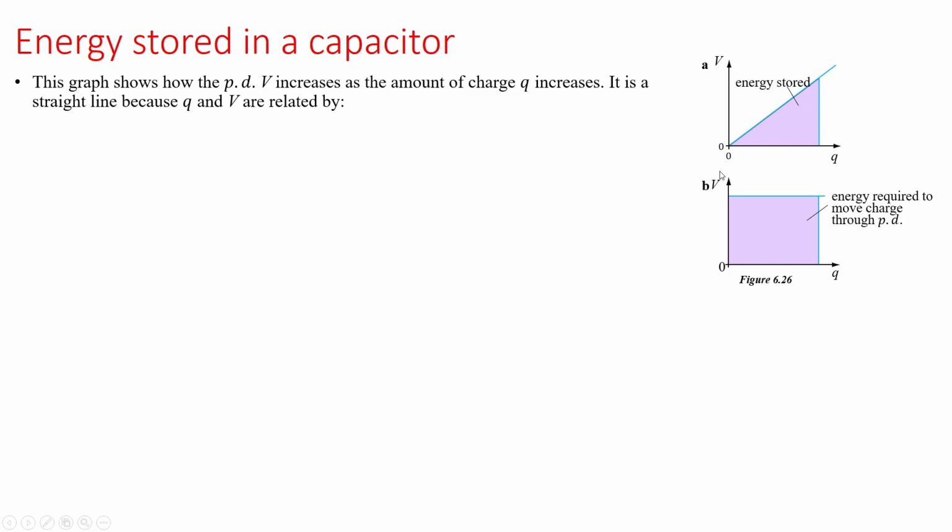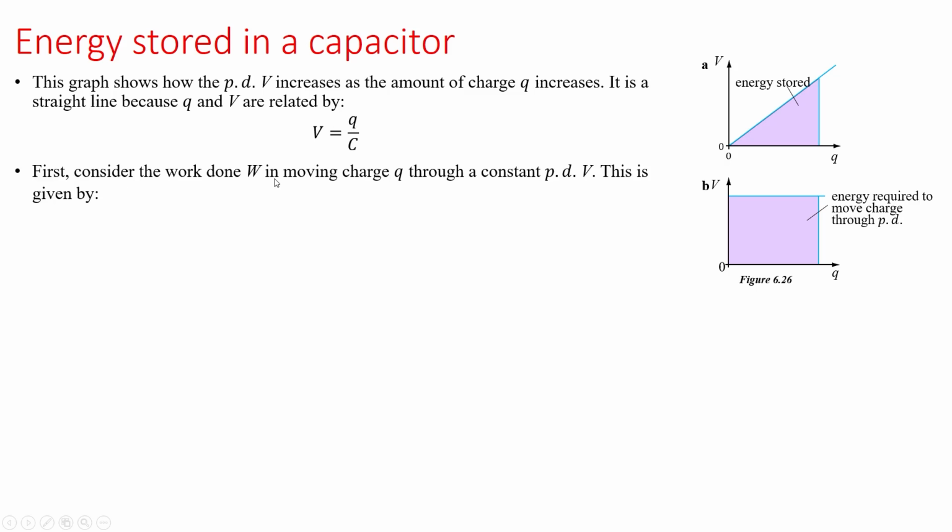So this graph is very important. This graph shows that the potential difference, that is V, increases as the amount of charge increases. It is a straight line because charge and voltage are directly related. Okay, so here you can see voltage and charge are directly related. First, consider the work done in moving the charge through a constant potential difference. We know that potential difference is equal to the work done in moving a charge between 2 points. So work done is equal to the product of charge and potential difference.